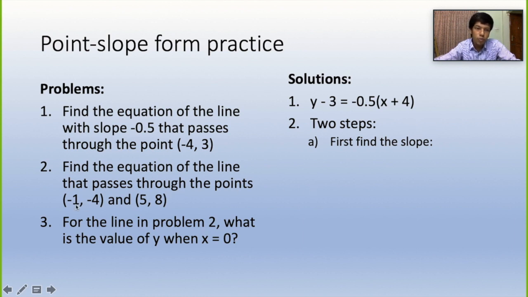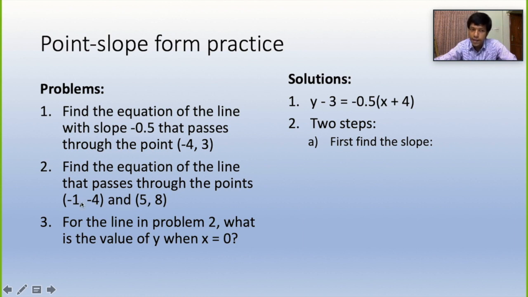Second question, 2 points are given. We have to find out the equation of a straight line. If 2 points are given, what can we do? There is no slope given. Notice that there is no slope given. In the first question, slope is given and 1 point is given. But in this question, no slope is given. There are 2 points given here. So what can we do?